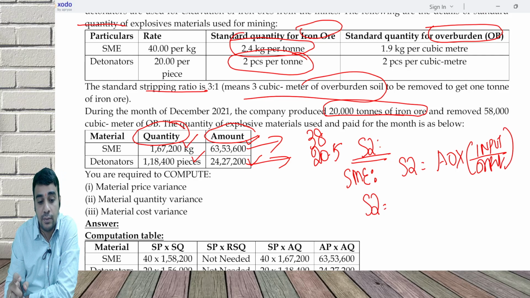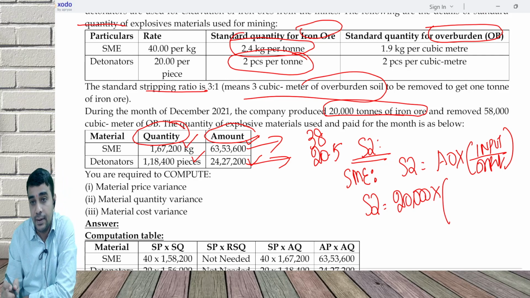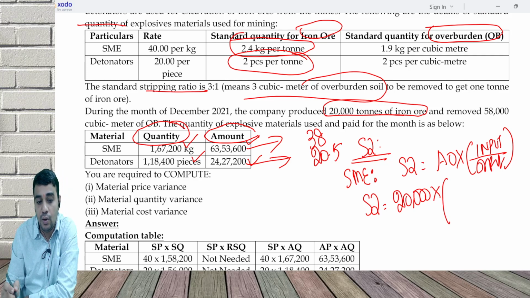First product, what is the output? There are two products. There is an iron ore and there is an overburden. 20,000. The most important part. Tell me the input output ratio between iron ore and SME. 2.4 kg per ton. So 2.4 is to 1. This is 20,000 tons, so into 2.4 by 1.